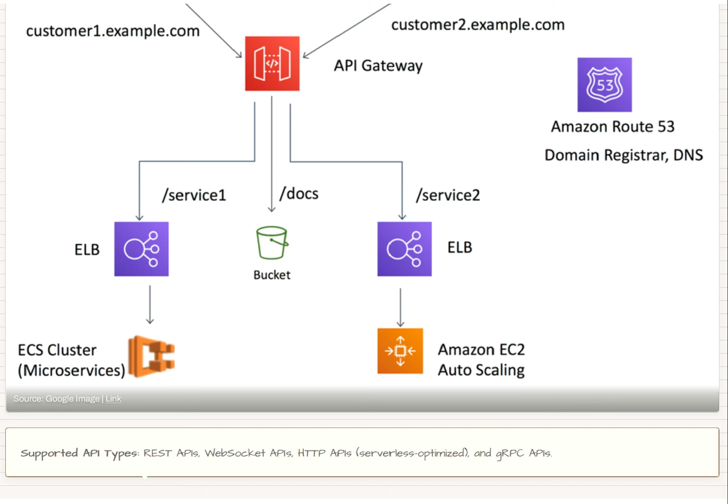You can see the supported types of APIs: REST API, WebSocket API, HTTP API, and gRPC API, which is a Google service. All right.